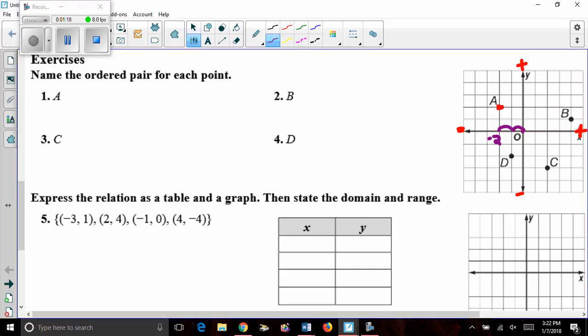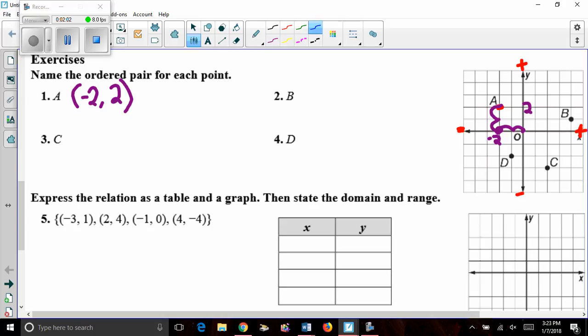So for A, the ordered pair starts with parenthesis, -2, comma, now the number that tells us up or down. Starting where I left off right here, I am going to count up, however many spaces it takes to touch point A. Well, that was simply 2 spaces up, so 2 in the positive direction, meaning my second number is a +2. So point A is located at -2, comma 2.